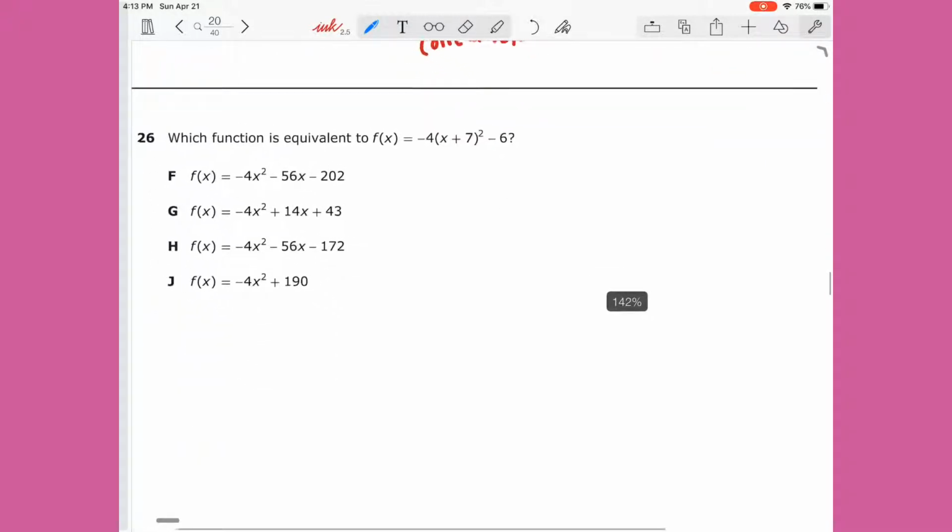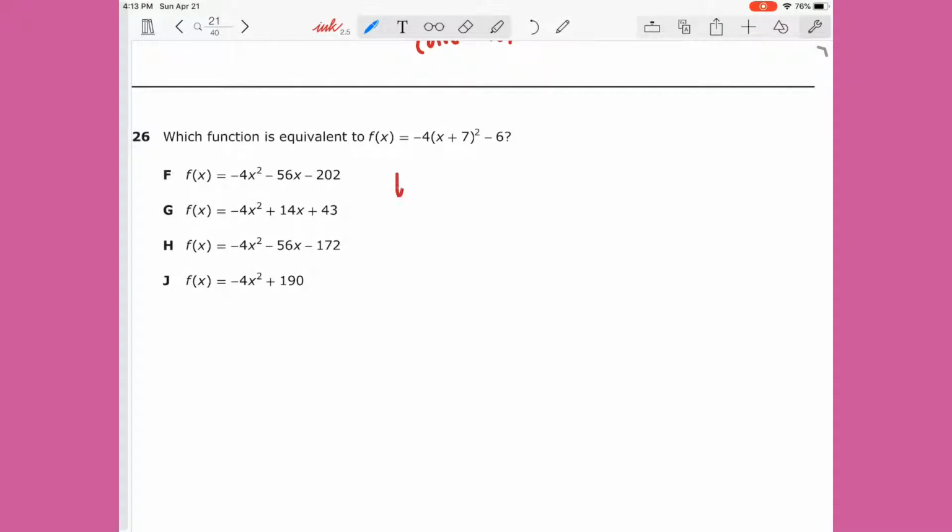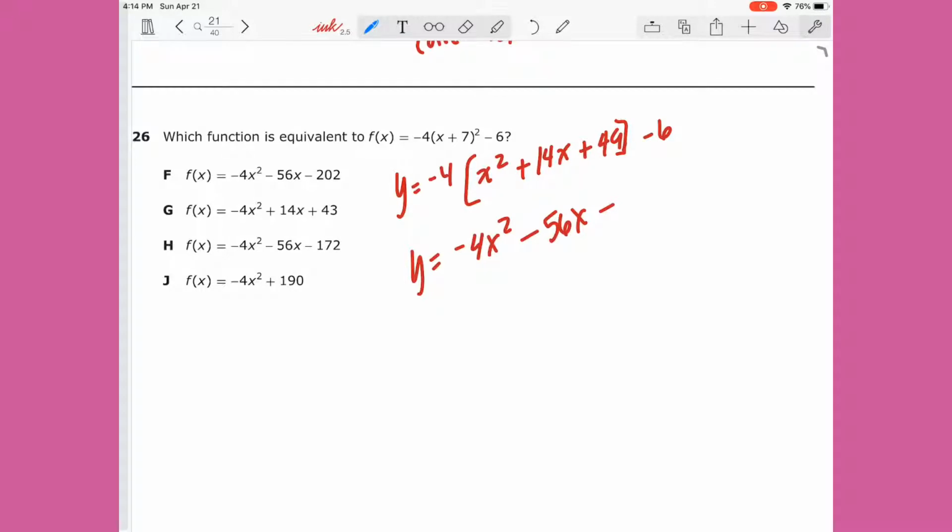Number 26, we're going from vertex form to standard. So this is y, or f of x, is equal to -4. This is a perfect square, so that becomes x squared plus 14x, because 7 plus 7 is 14, plus 49, 7 squared is 49, minus 6. Now I need to distribute that -4. So y is equal to -4x squared minus, I need my calculator, 14 times 4 will give me 56x minus 49 times 4 will give me 196, minus 6, 196 plus 6 gives me 202. So this is y is equal to -4x squared minus 56x minus 202, which is our answer choice, F.